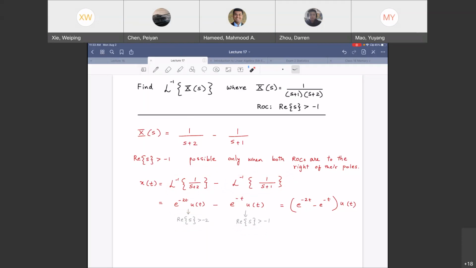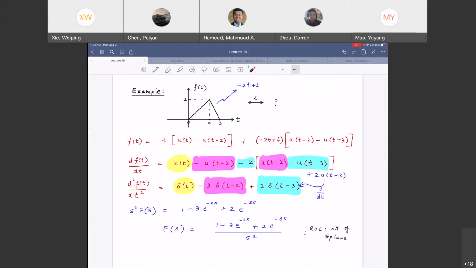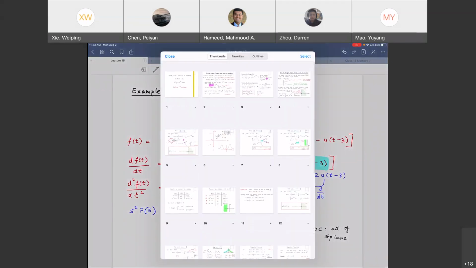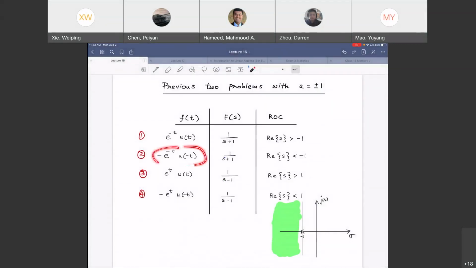What am I not picking here? Let me try to observe this. 1 divided by s plus 1. I picked e to the minus t u of t. What else could I have picked? I could have picked this, right? e to the minus t u of minus t. That was a left-sided signal. I didn't pick that because I wanted my signal to be right-sided. You guys see how this works?